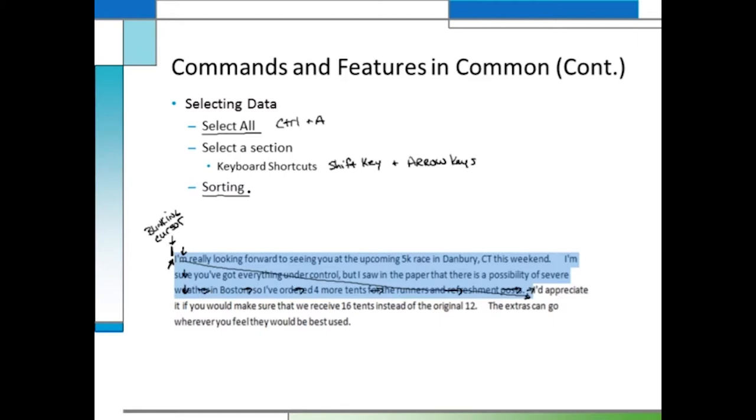Sorting basically is your choice of sorting alphabetical, reverse alphabetical, numerical, right, 1 through 10, or I guess you could say lowest to highest. Maybe I'll just write it that way. We'll just say from low to high, or from high to low. And it's just an easy way to help rearrange information in whatever format was important for how you want to present it.